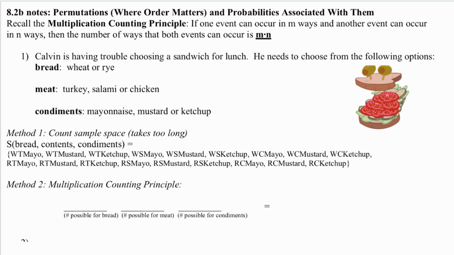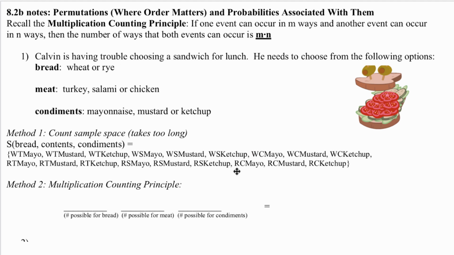Okay, so remember, the multiplication counting principle is this idea that if we're trying to count the number of possible outcomes, you could write out the sample space, right? So if I have a sandwich, I'm going to pick bread, one of these meats, one of these condiments, let's say. So I could do the sample space. I could do wheat, turkey, mayonnaise, wheat, turkey, mustard, wheat, turkey, ketchup, wheat, salami, mayonnaise, wheat, etc. I could do all these different things here. I can count them all out that way.